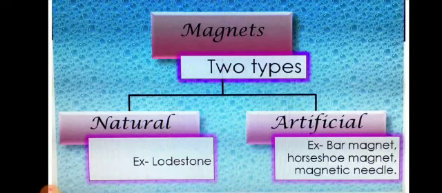Okay, so these are the two types of magnet, natural magnet and artificial magnet. Examples of natural magnet are magnetite or lodestone, and examples of artificial magnet are bar magnet, horseshoe magnet and magnetic needle. Clear?